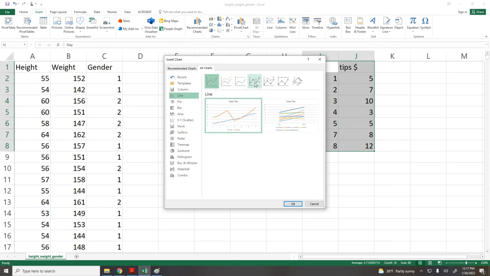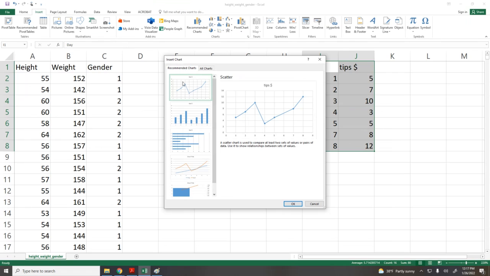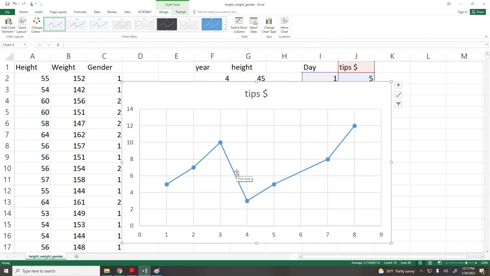I think it's interesting. Okay, I need to go for that one. Okay, so that's fine. All right, so this is the chart that you might want to look for.